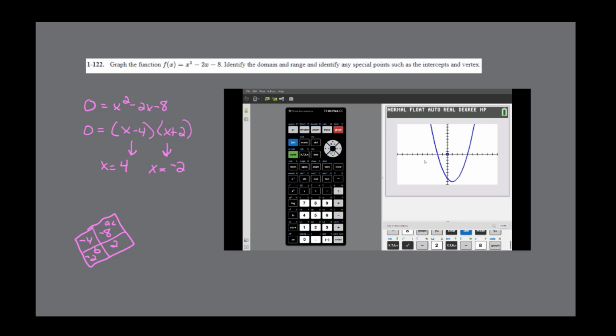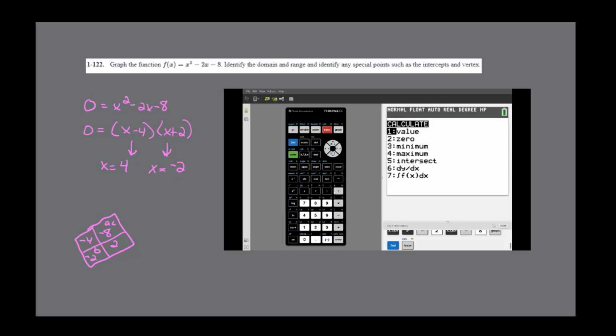And when I hit graph, it looks like it's crossing at -2 on x and 4 on the other x, on the other side, on the positive x-axis. It looks like it's coming down to about negative, let's see, 1, 2, 3, 4, 5, 6, 7, 8, probably about -9 it looks like, and then crossing the y-axis at -8. But let's do some testing of this. So I'm going to go ahead and I'm going to hit second trace, which is also the calc button.